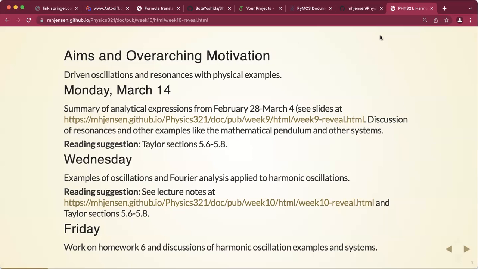Welcome back, everybody. As we discussed on Monday, the topic for this week is to summarize many of the different aspects of oscillations, driven oscillations, because this is a phenomenon in physics and in science which you are going to meet in many, many different places. When you're moving into quantum physics, you're going to meet oscillations again.